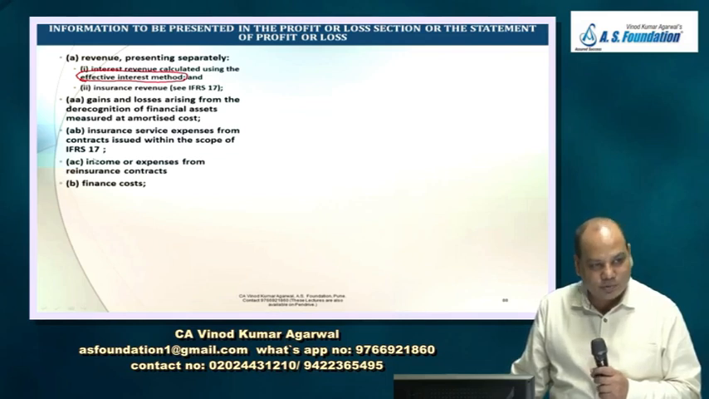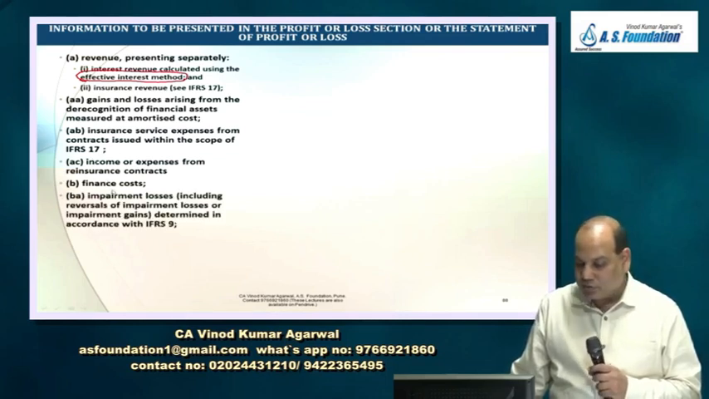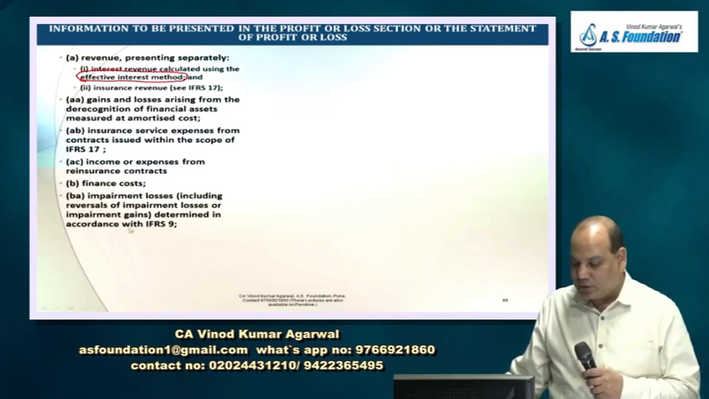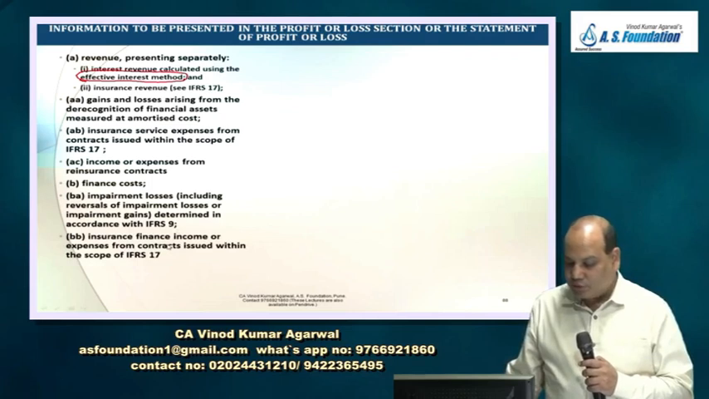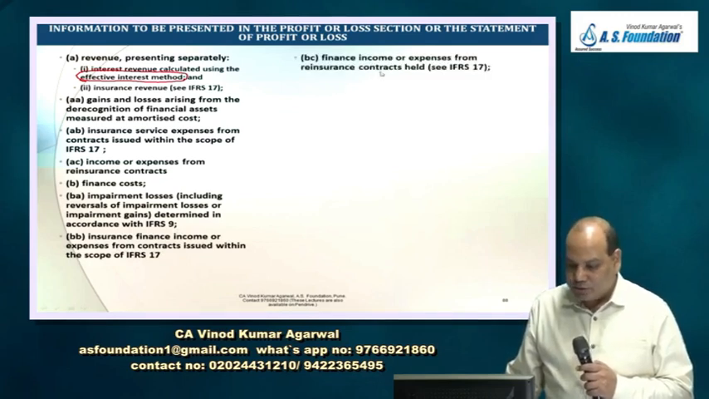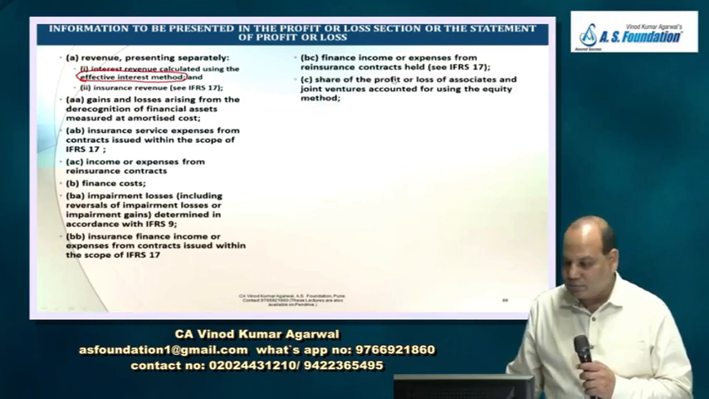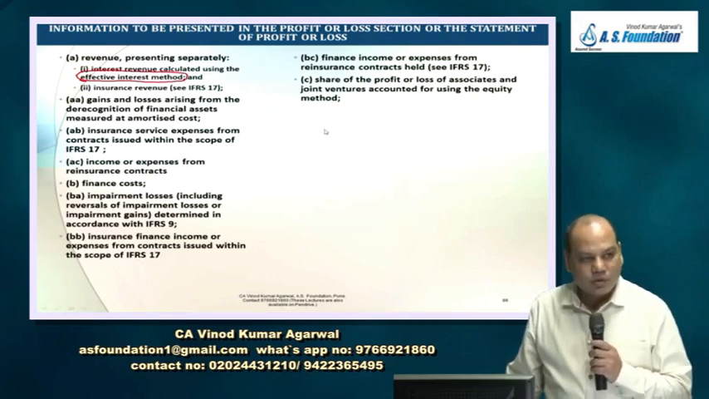IFRS 17. Okay. Finance cost, impairment losses, including reversal of impairment losses or impairment gain determined in accordance with IFRS 9. Insurance finance income or expenses from contract issued within the scope of IFRS 17. Finance income or expenses from insurance contract held, again IFRS 17. Share of profit or loss of associate and joint venture accounted for using the equity method.